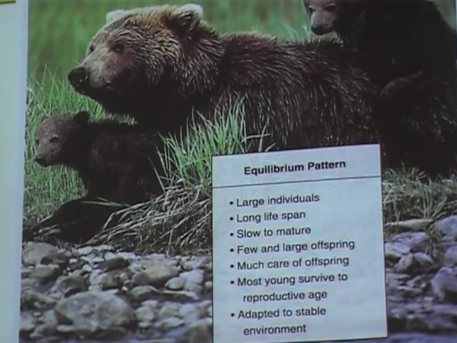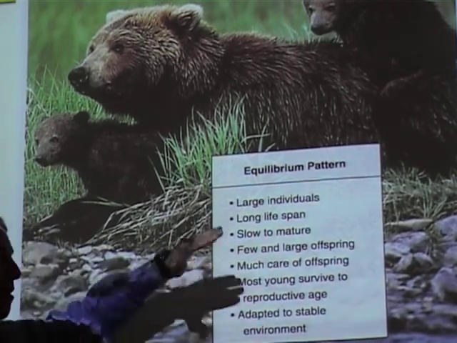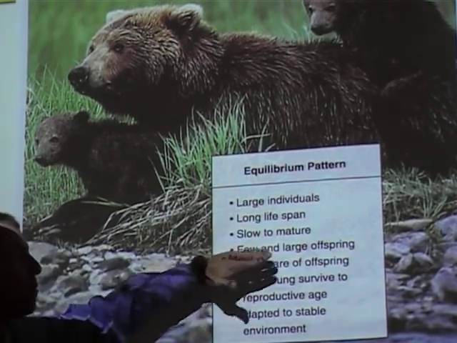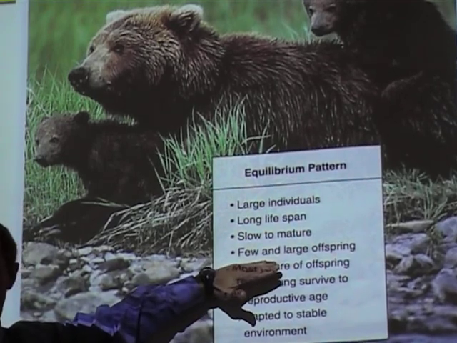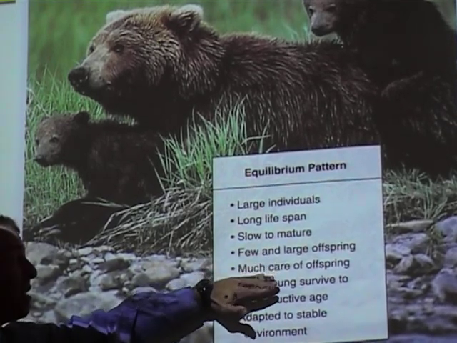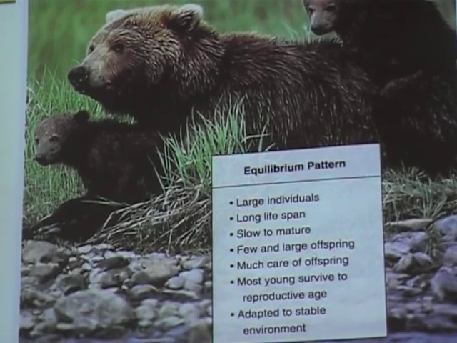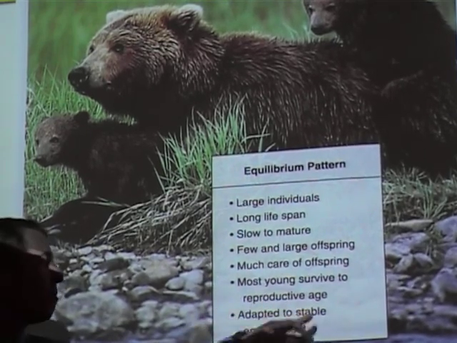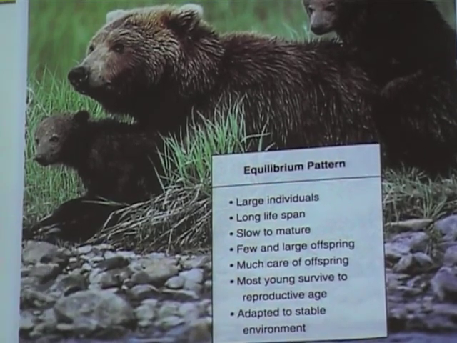K strategists are large individuals with a long lifespan, very slow to mature, few offspring. This is like us. But much care of offspring. Most young survive to reproductive age. They're adapted to a stable environment.